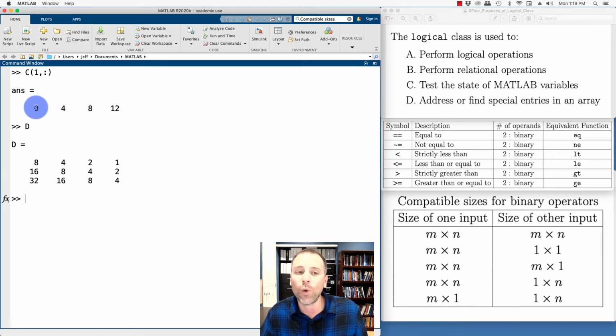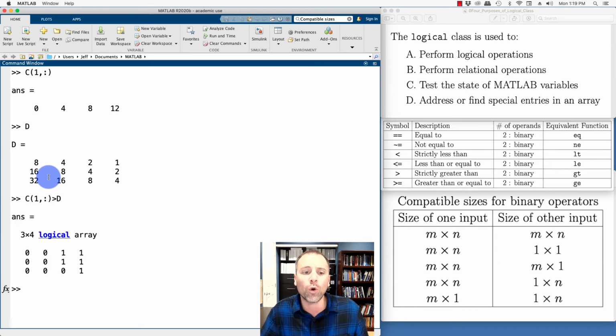Let's ask ourselves, where are the individual entries in this row larger than the values in this matrix? To do that, we'll take the first row of C, and then ask where those are larger than the corresponding entries. We see the only locations where the scalars in C are larger than individual entries in the corresponding columns of D are in positions 1, 3, 2, 3, and then 1, 4, 2, 4, and 3, 4. In other words, 8 is bigger than 2, 8 is bigger than 4, 12 is bigger than 1, 12 is bigger than 2, and 12 is bigger than 4. Everywhere else, the entries of D are larger than the corresponding individual entries in the row vector C.